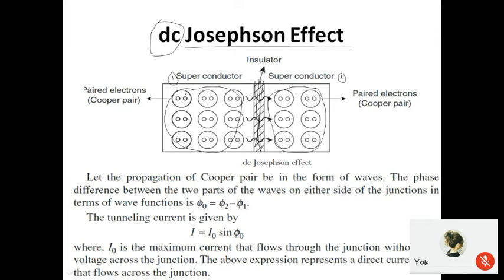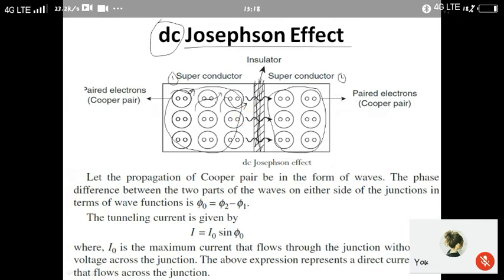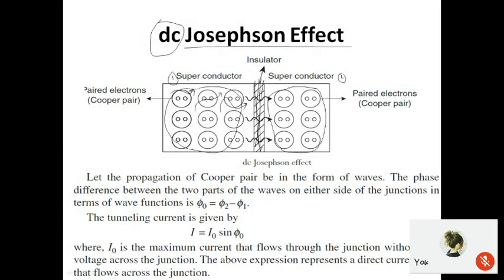So these Cooper pairs will start moving from 1 to 2 through the insulating layer. If you assume that the propagation of these Cooper pairs will be in the form of a wave, then each and every Cooper pair in superconductor 1 will be moving in the form of a wave. So we assume that they behave as a wave. The Cooper pair waves will be moving from superconductor 1 to superconductor 2, penetrating through the thin insulating layer.